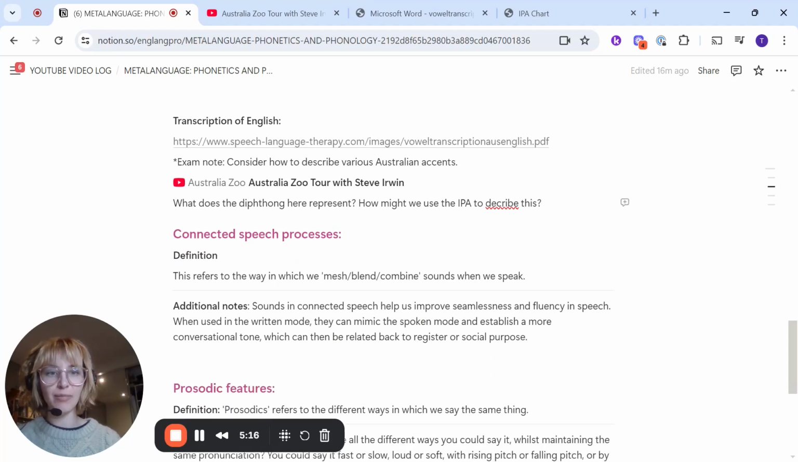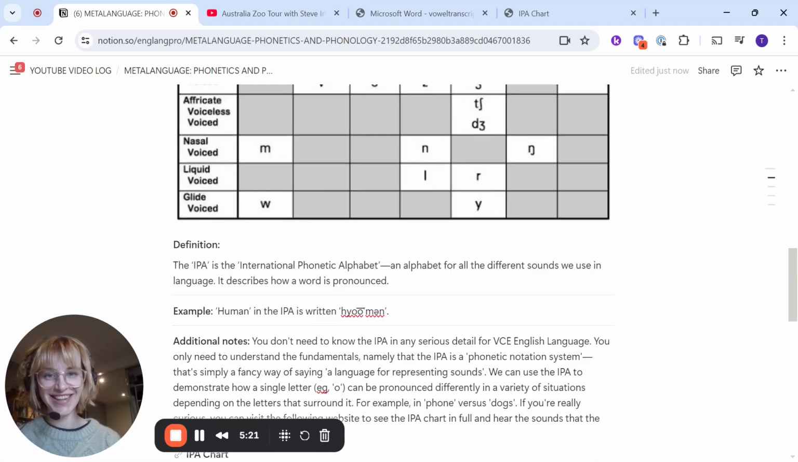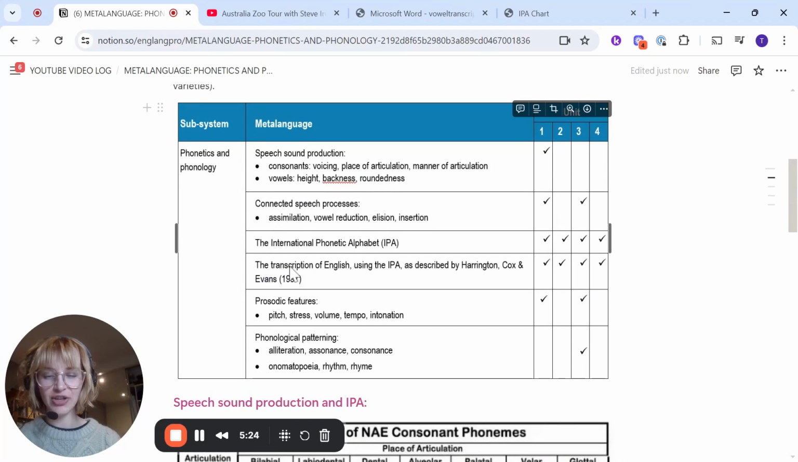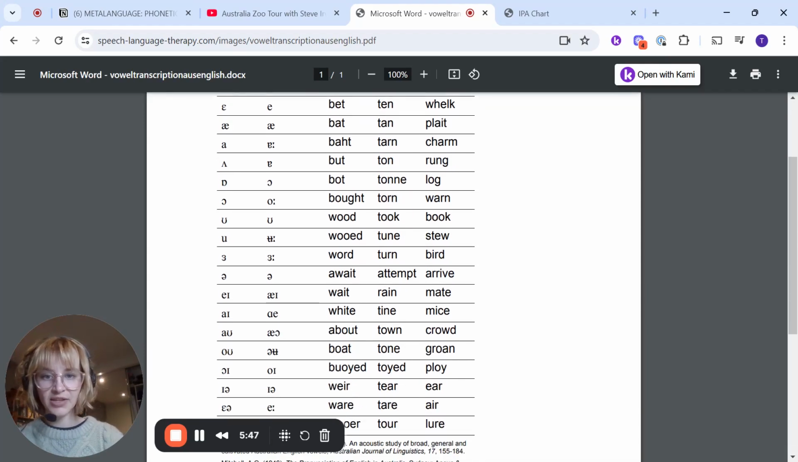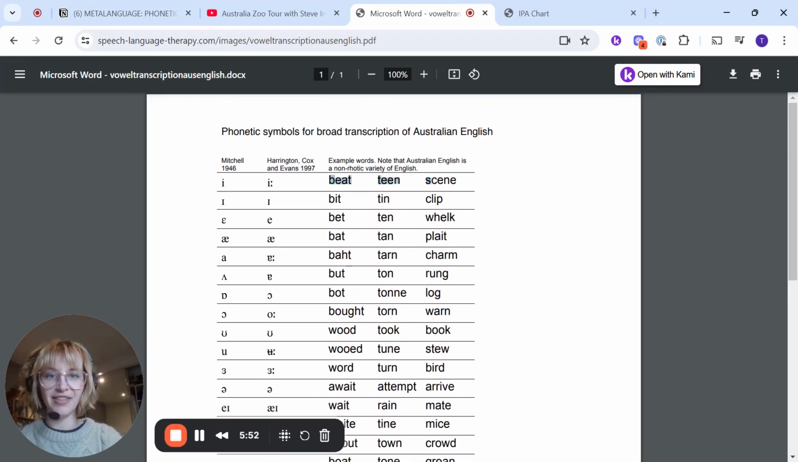So think about how we might use IPA to describe this. And the way we might use that is to have a look. They say here, the transcription of English using the IPA as described by Harrington, Cox, and Evans in 1997. And let's have a look at how they described it. So this is the different vowel sounds. And here we're going to take from Harrington, Cox, and Evans, 1997, we're going to draw out what Steve Irwin just said. So he said right, and what's great is that they give some words that we can say to then match up the sound.